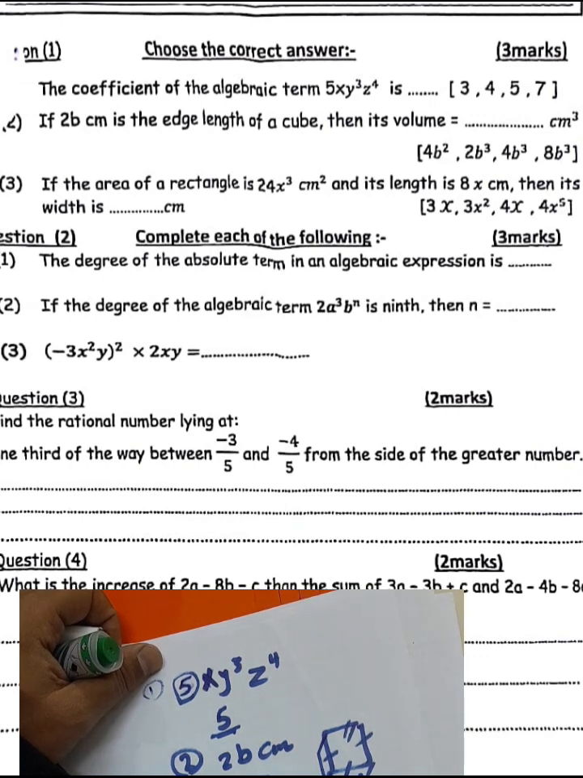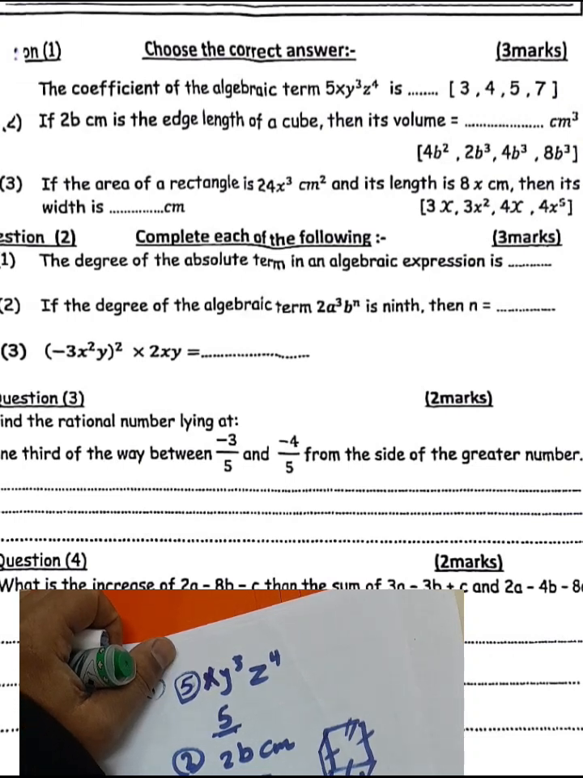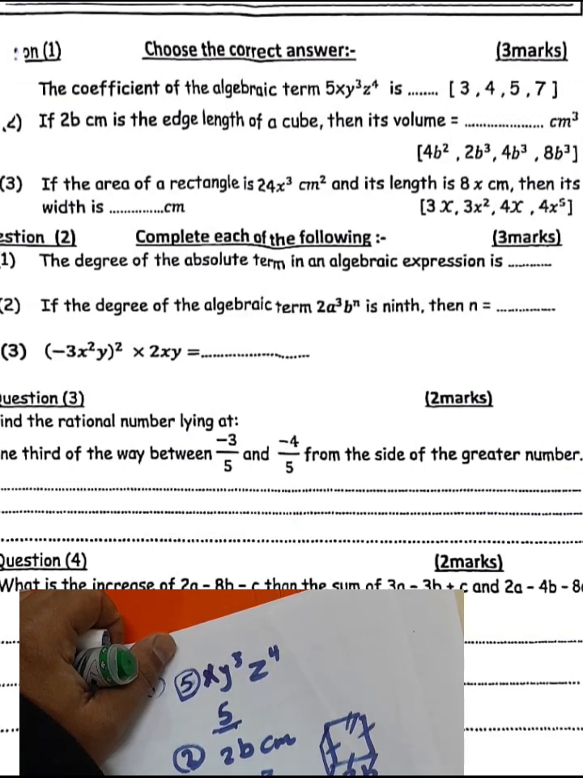Question number 3. If the area of a rectangle equals 24x power 3, okay, it's the area of the rectangle, and its length was 8x, then its width will be what? The width here is the area divided by 8x. 24 divided by 8 will be 3, and x power 3 divided by x will be x power 2.